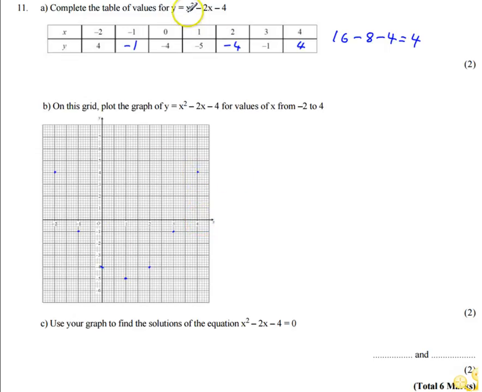Okay, and because this is a quadratic, the highest power is x squared, then we are always going to get this shape here, which is called a parabola. So we now want to join these points together with a smooth curve. So I'm going to try my best to draw a smooth curve. And there you go. Okay, so I've now drawn my parabola.